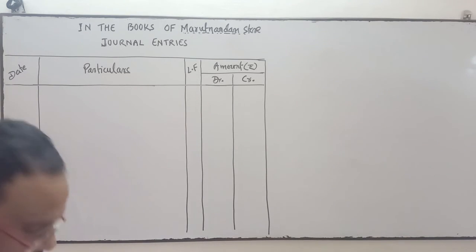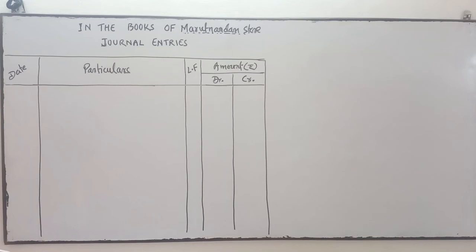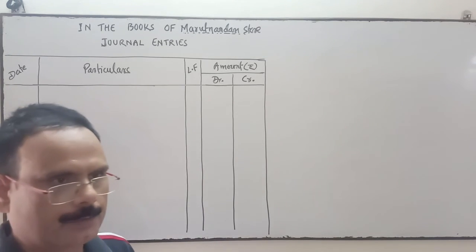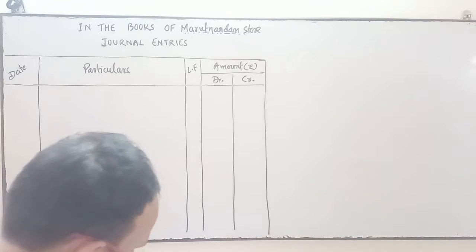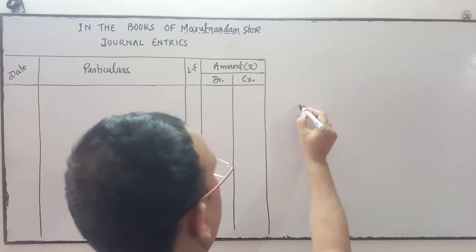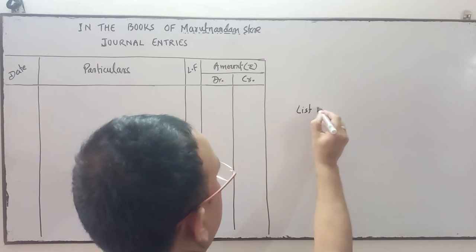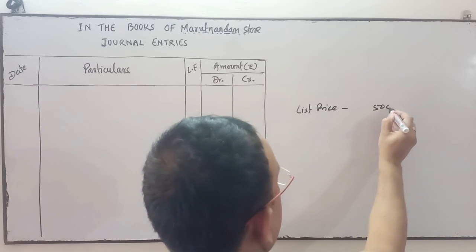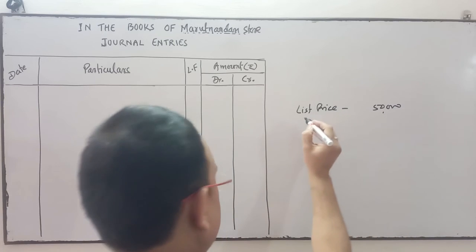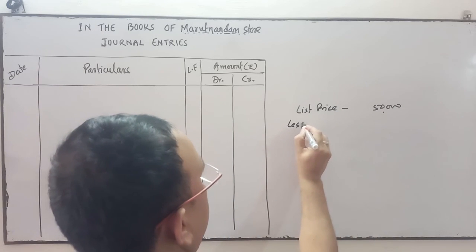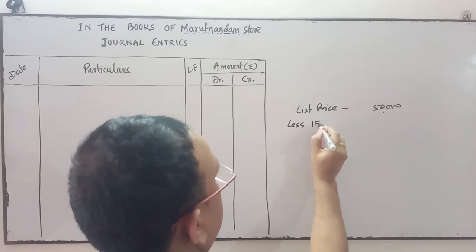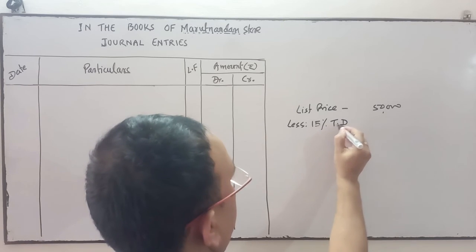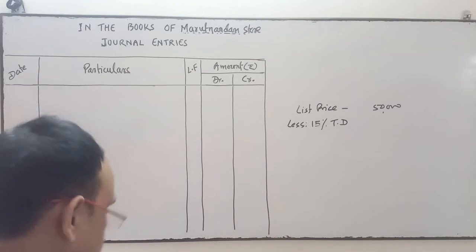Purchased goods from Ghanshyam of the list price of rupees 50,000 at 15% trade discount. Purchased goods from Ghanshyam. The list price of these goods is 50,000 and it is purchased at 15% trade discount. I have written TD in short, trade discount.